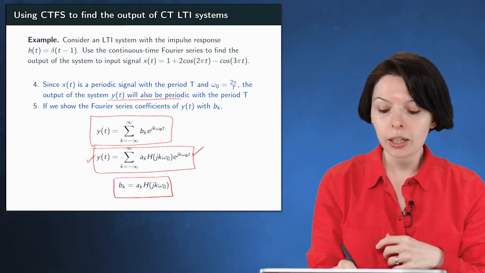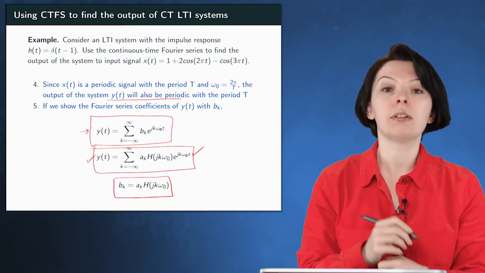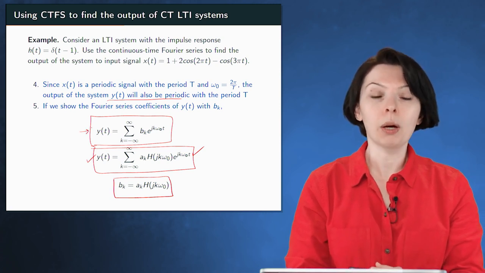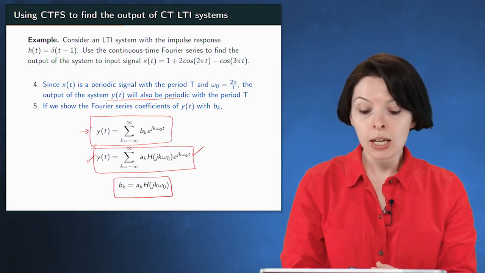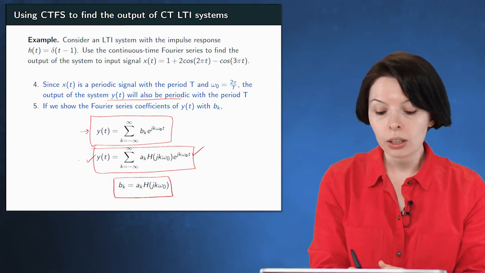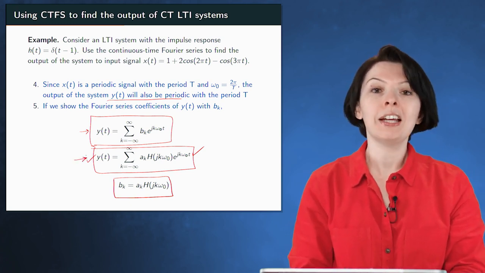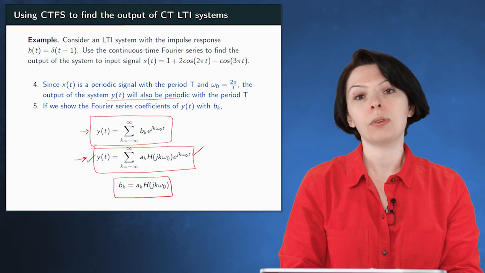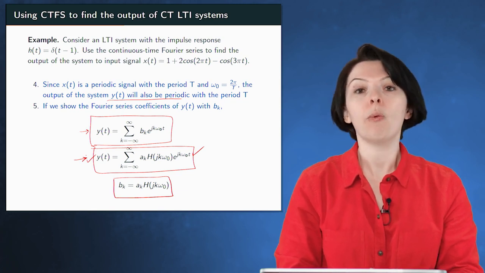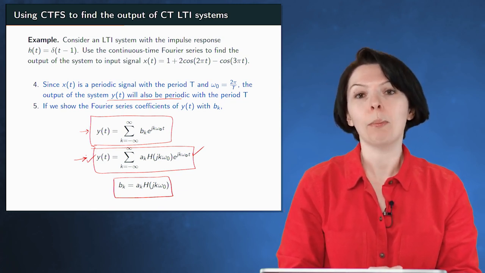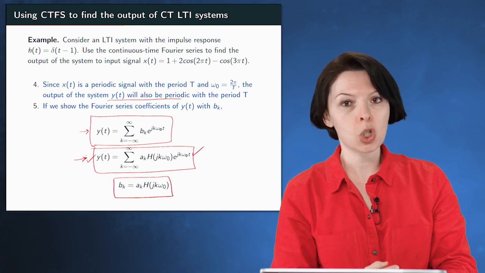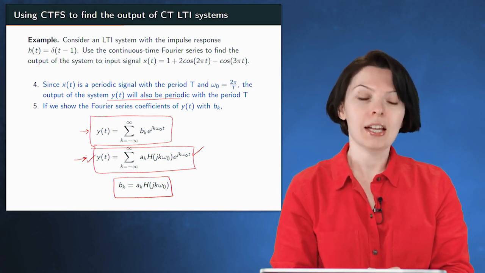So the first one in here comes from knowing that my output is periodic with period T, and the second equation comes from knowing how an LTI system behaves when you apply complex exponentials in the format of e to the j k omega naught t as their input.